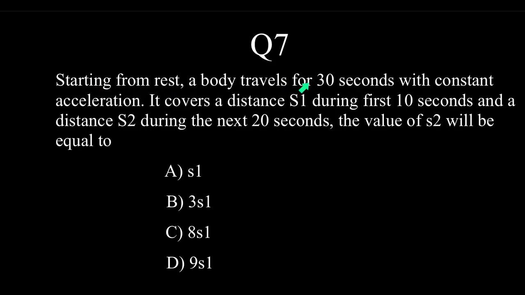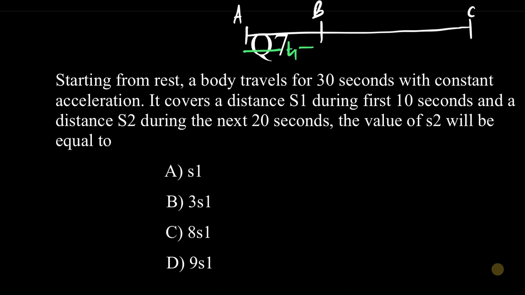Starting from rest, a body travels for 30 seconds with constant acceleration. It covers the distance s1 during the first 10 seconds and distance s2 during the next 20 seconds. The value of s2 will be equal to... we did a similar question a couple of questions back, so let's try to understand this also. So we have a body starting from A, moving till C through the intermediate position B. Let us say the time taken from A to B was t1 and time taken from B to C was t2. According to the question, t1 is 10 seconds and t2 is 20 seconds.